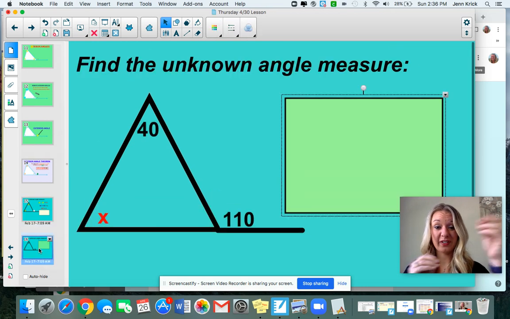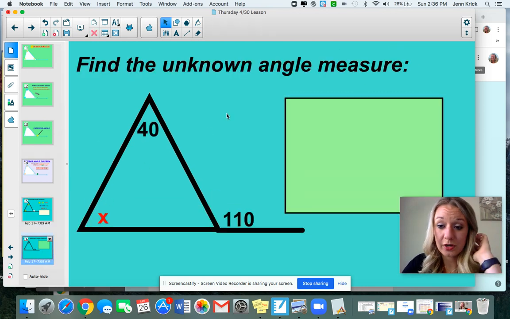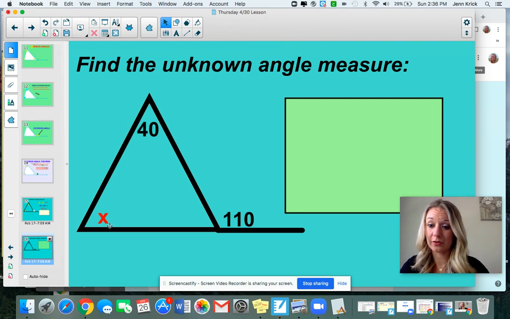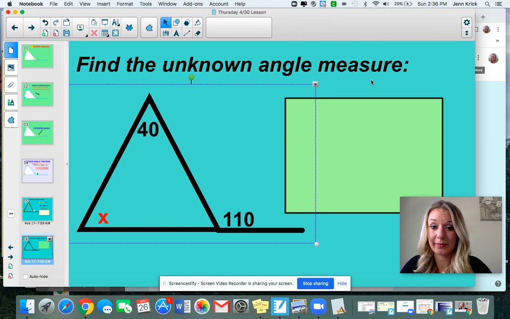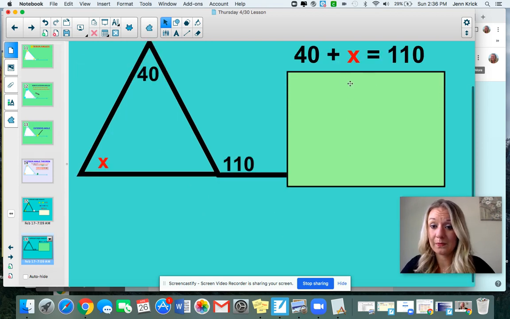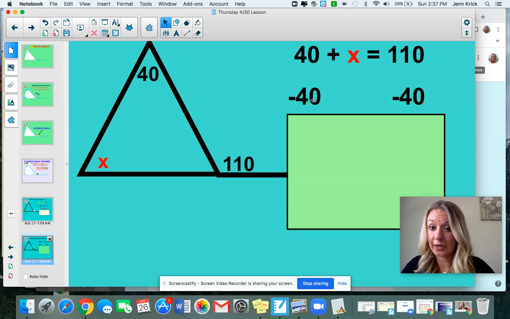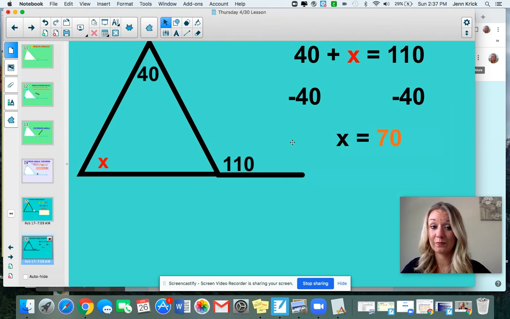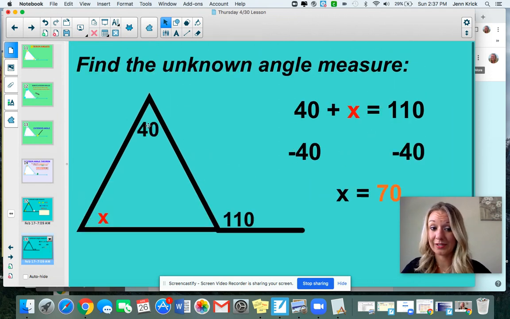And then we can reverse it a little bit. So now you're given the exterior and you've got 40, and then we're solving for one of our remote interior angles. But remember, if you just go back to setting up a very simple equation, 40 plus x equals 110, you can easily solve for it. This is actually just one step. We just need to subtract 40 on both sides, and then we get that x is equal to 70. And I know that's true because 70 plus 40 is equal to 110.